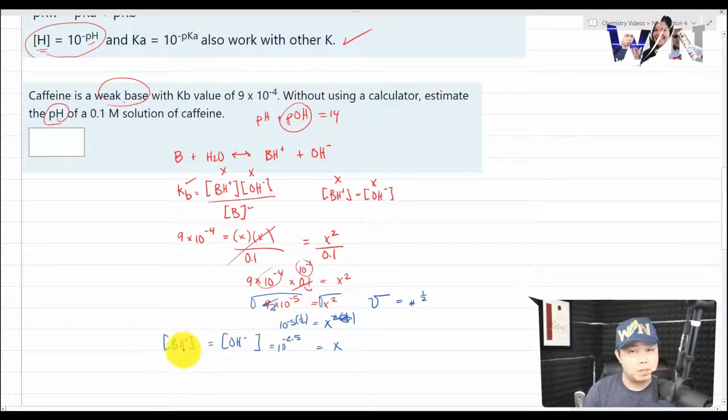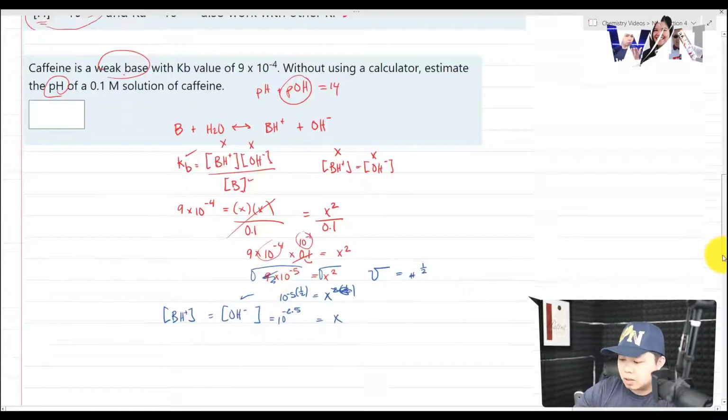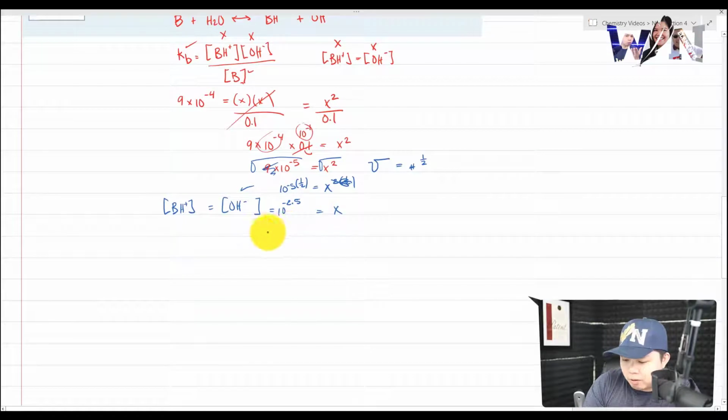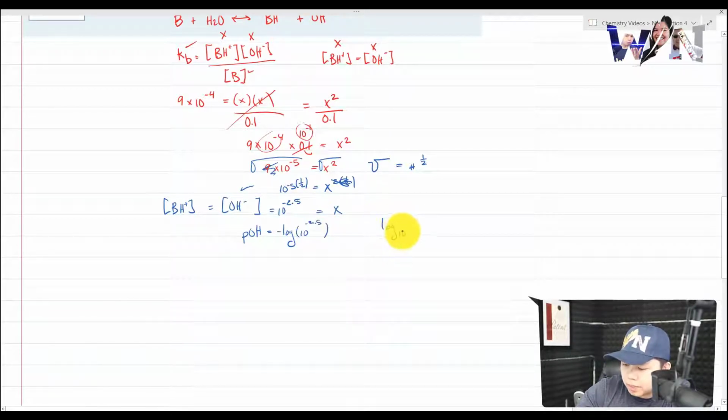But we don't really care about BH plus. We care about this because we're looking for pH. So what we can do is look for pOH right here. pOH equal to what? Well, P negative log of 10 to the power of negative 2.5. Here we will learn that log with a base of 10 of 10 to the power of a number is equal to the number. So in this case, pOH is equal to 2.5.